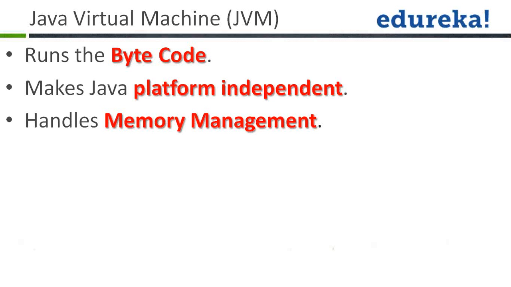JVM is a part of JRE. Now, JRE is used to run an application. Similarly, JVM helps to run an application, that is a Java application particularly. It runs the byte code. What is a byte code first of all? When you write a Java application, that is in Java source code, that is called the source code, and it is a .java file.